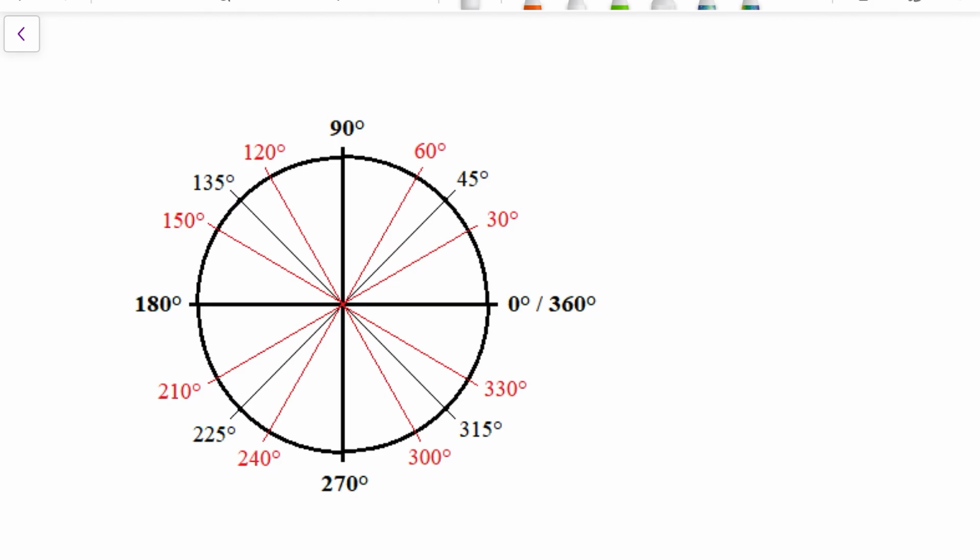So now we're going to learn how to remember and how to complete this unit circle easily, only knowing three values: a half, root 2 over 2, and root 3 over 2. So a half is the smallest, the root 3 over 2 is the biggest value of all these three. Now, let's start with the quadrant 1.